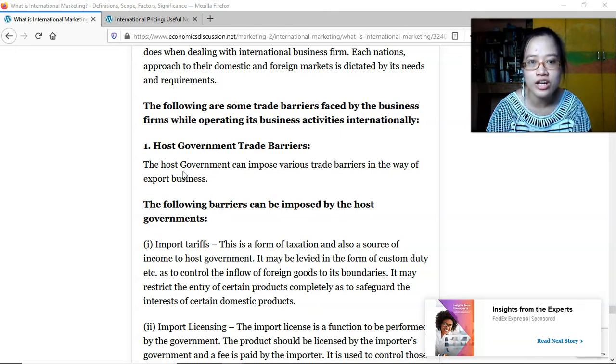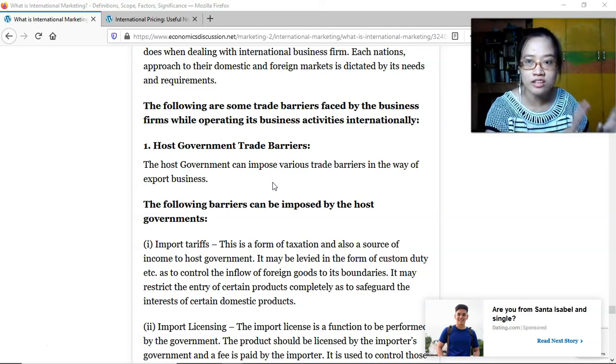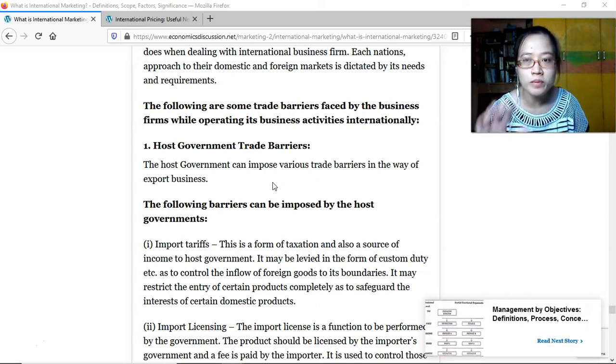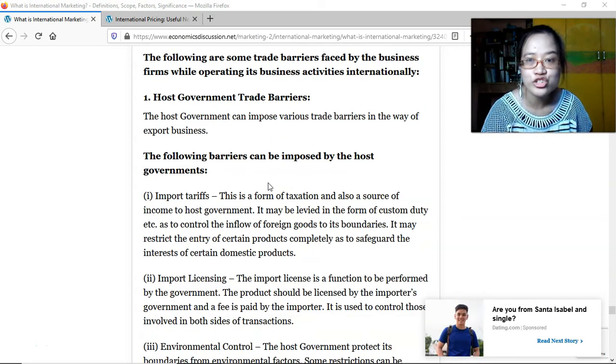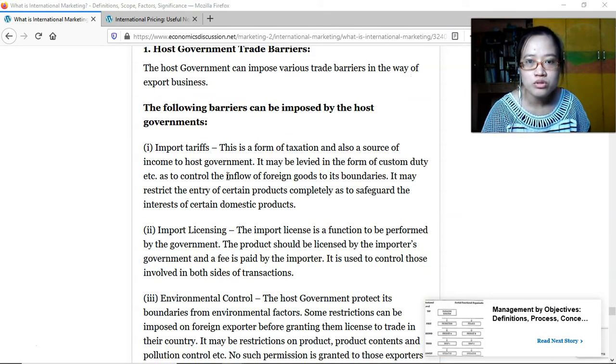while operating their business activities internationally. So the host government can impose various trade barriers in the way of export business. Of course, they need to protect their local producers, right? So sometimes they would impose trade barriers, normally for products that they are also producing locally. But normally for products that they don't have and other countries could offer, the requirements are easy to comply with. There's not much barrier in that case. So again, it would depend on their need. The following barriers can be imposed by the host government.